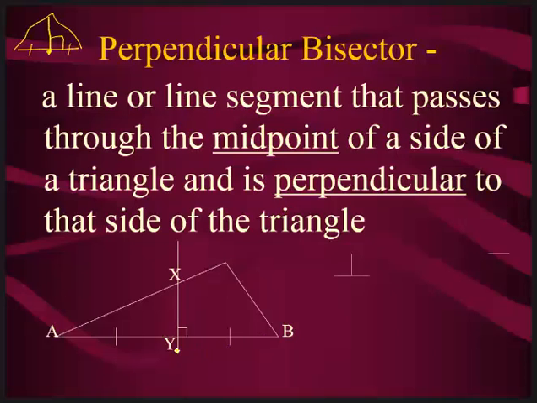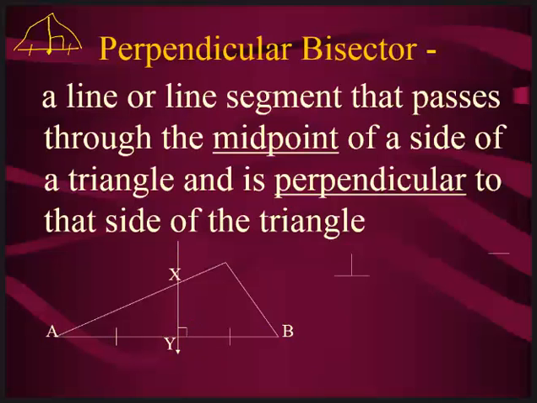Okay, so here we have a perpendicular line XY to side AB. Now, how do we know that it's perpendicular? Remember, our little box tells us here. Or if we had a 90 written in here, that would tell us. How do we know that it's a bisector? If we look at side AB, we can see that YB is congruent to YA, meaning that that entire side is cut in half, which is the definition of a bisector. So XY is a perpendicular bisector of side AB.